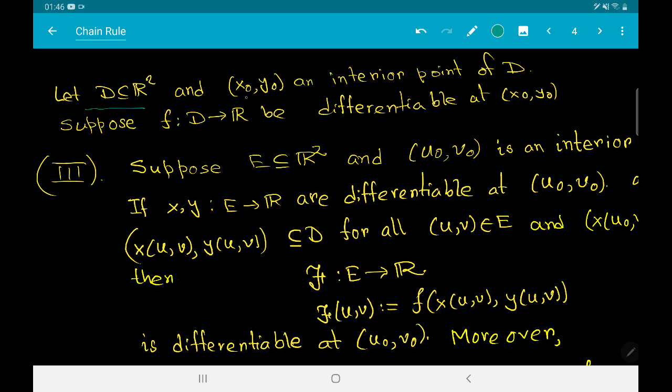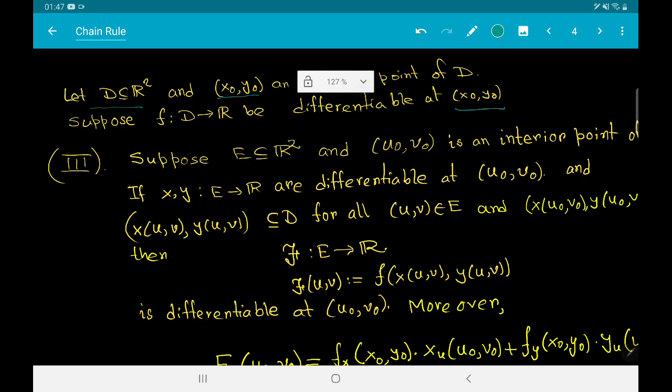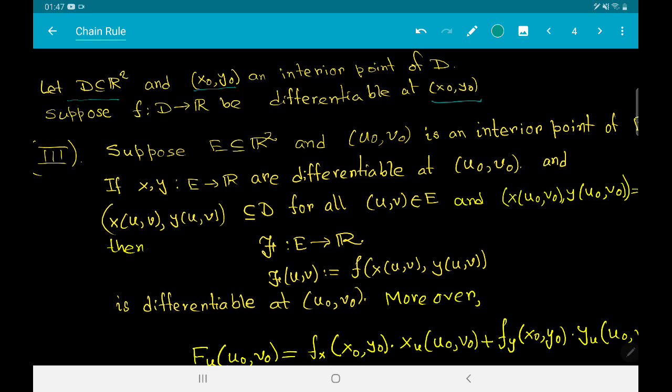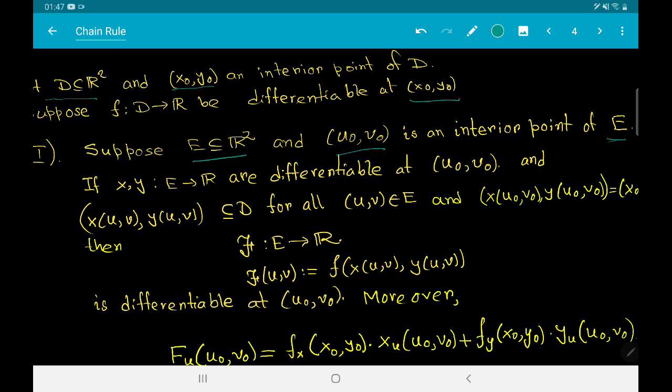So D is a subset of R2, (x0, y0) is an interior point of D, and suppose that f is a function which is differentiable at the point (x0, y0). Again, this is a bit complicated but not very tough. So E is a subset of R2. Previously we had E as a subset of R, and suppose that (u0, v0) is an interior point of E. So then you may think that we are going to talk about functions which are differentiable at the point (u0, v0). This is why we have made this assumption, interior point.